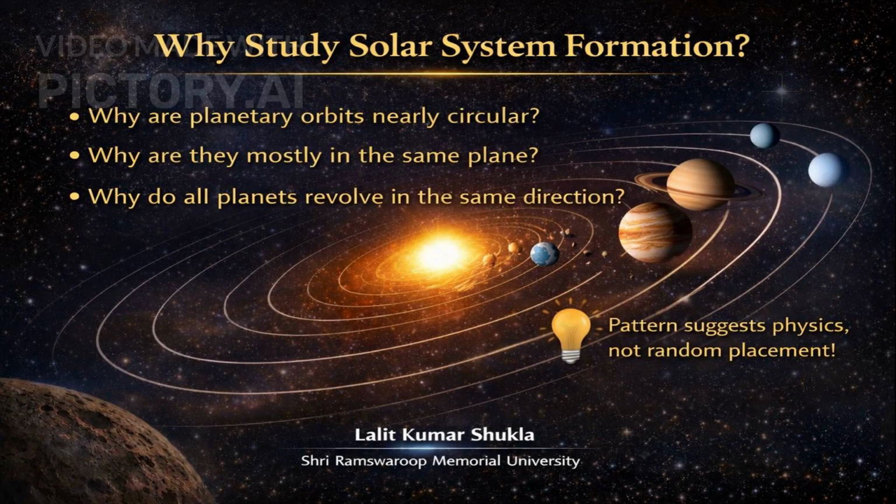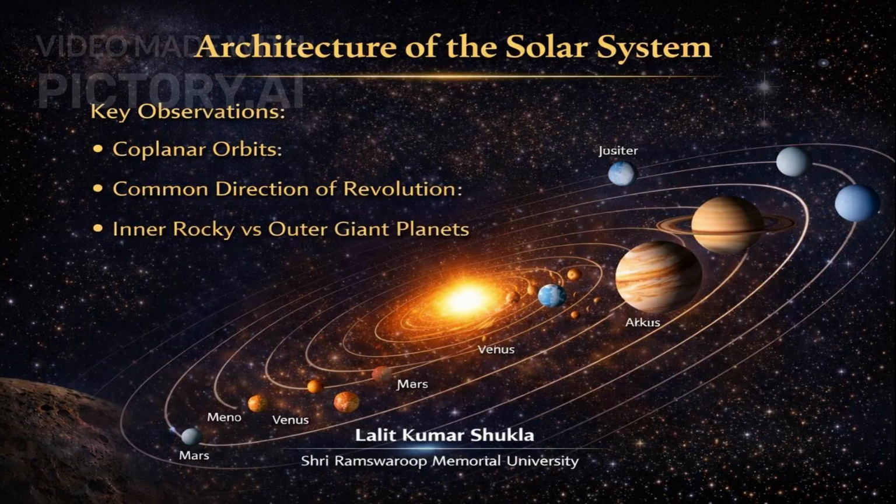Why study solar system formation? Discover why planetary orbits are nearly circular, mostly in the same plane, and revolve in the same direction. These patterns suggest underlying physics rather than random placement. Let's explore the architecture of the solar system.